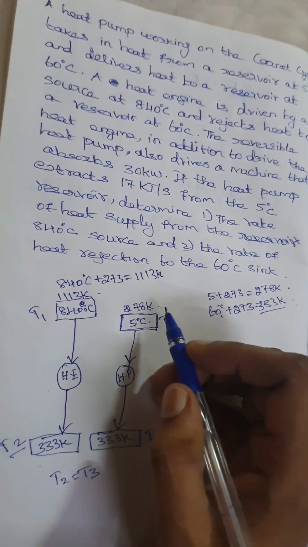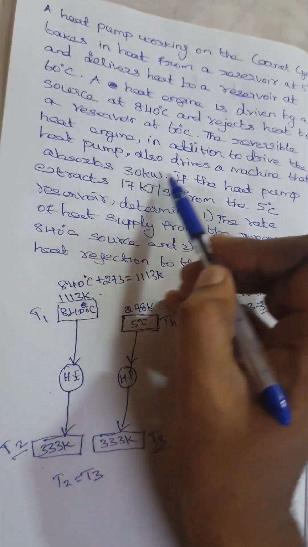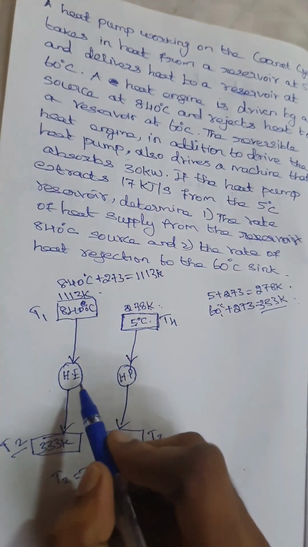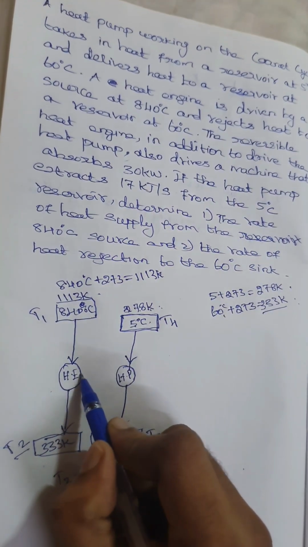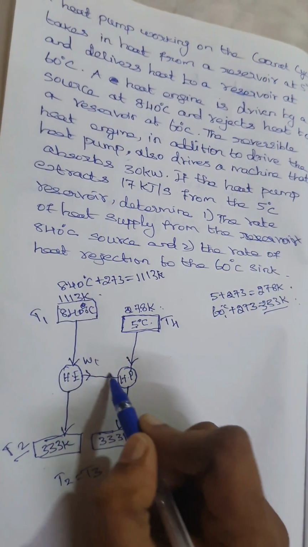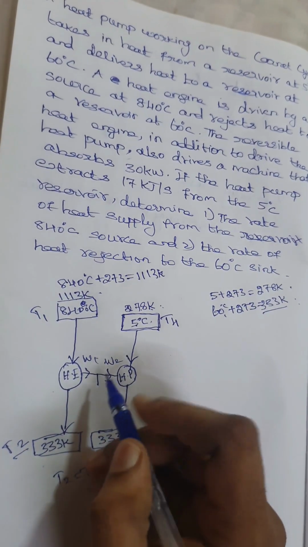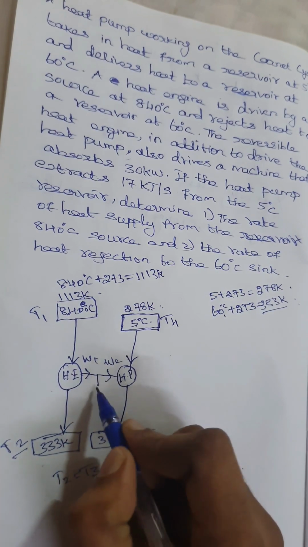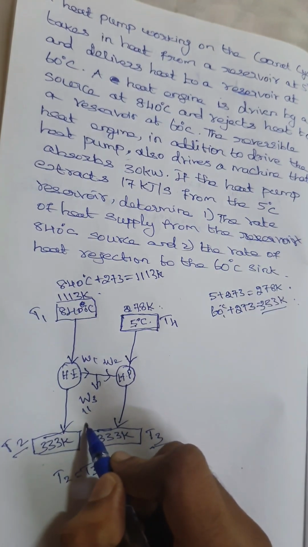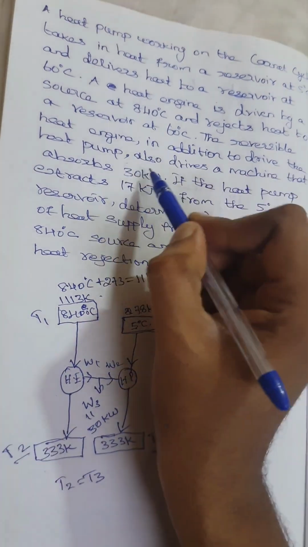And what is given again in the question is that the reversible heat engine, in addition to driving the heat pump, also drives a machine that absorbs 30 kilowatt. Here the work output from the heat engine, that is W1 and W2, the combination of work W1 and W2, that is called W3, is given here as 30 kilowatt, which is given in the question.